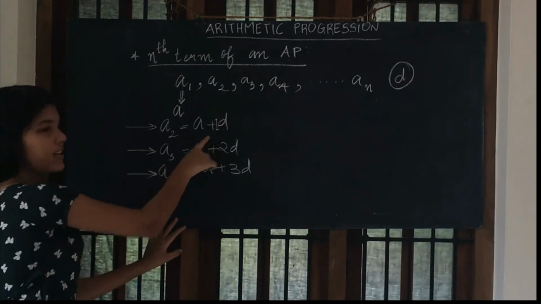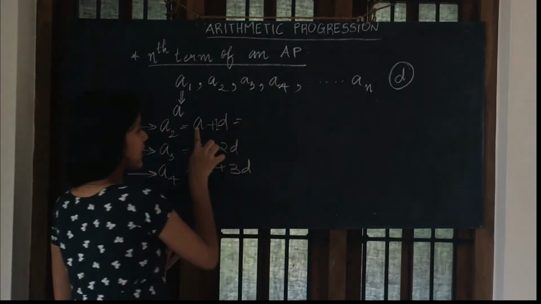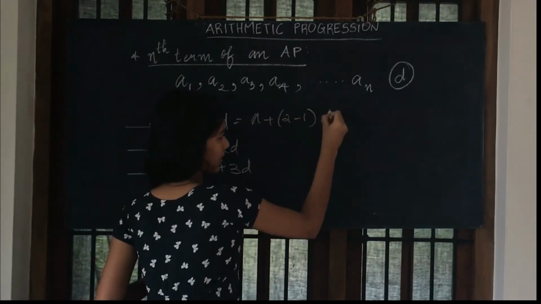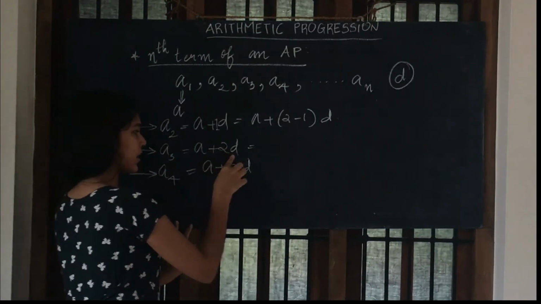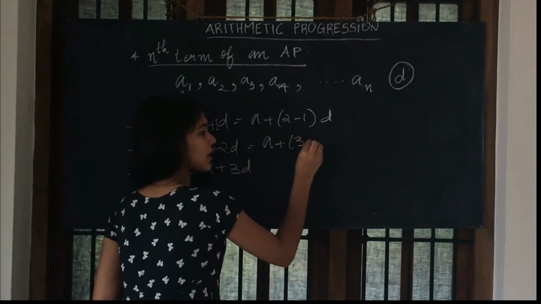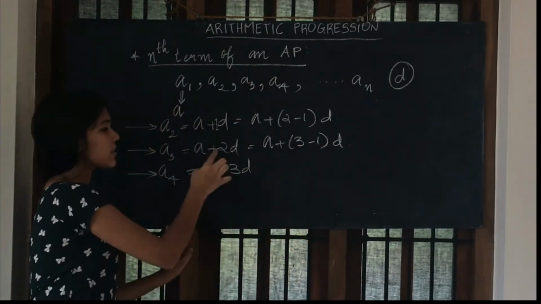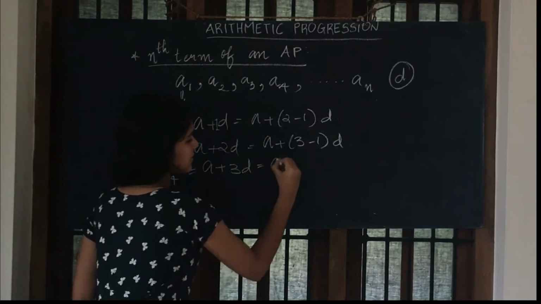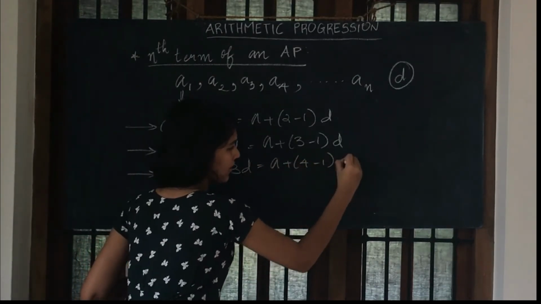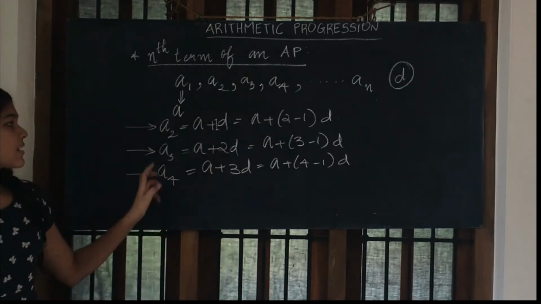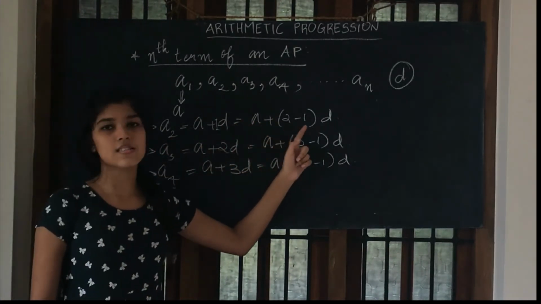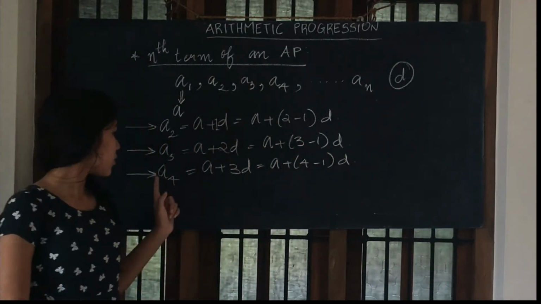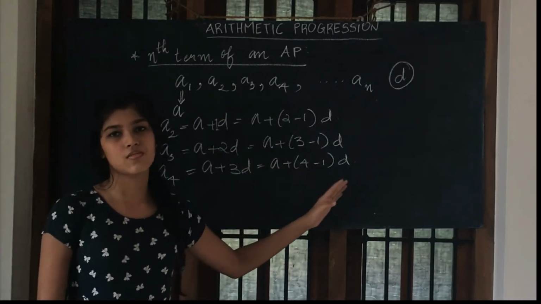Now let me write 1 as 2 minus 1. So that A plus 1 into D becomes A plus 2 minus 1 into D. Then A plus 2D is equal to A plus 3 minus 1 into D. That is, I have written 2 as 3 minus 1, which is generally the same. Then A plus 3D is equal to A plus 4 minus 1 into D. That is, the second term is A plus 2 minus 1 into D. The third term is A plus 3 minus 1 into D. The fourth term is A plus 4 minus 1 into D.